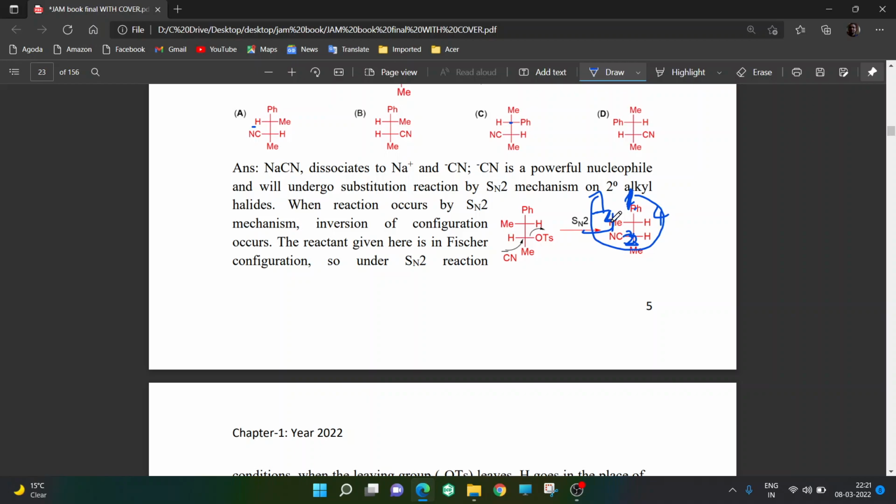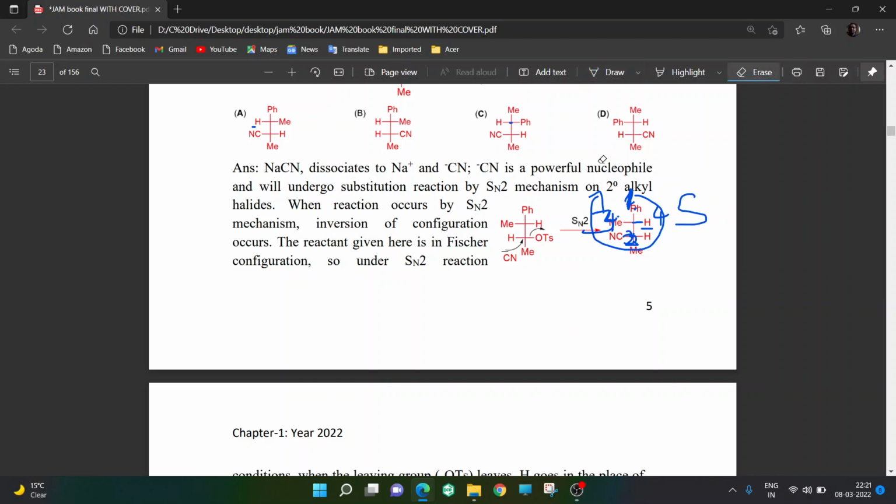But another thing to remember is the lowest priority should be away from the viewer. But in the Fischer projection formula, this hydrogen is on the horizontal line. The horizontal line is towards the viewer. So the lowest priority, hydrogen, should be on the vertical line and not on the horizontal line. So if it is on the horizontal line, whatever it looks like, we will be writing the opposite of it. So here the configuration looks like R because it is clockwise, but it will be S on this carbon.